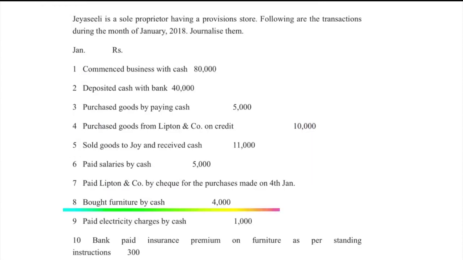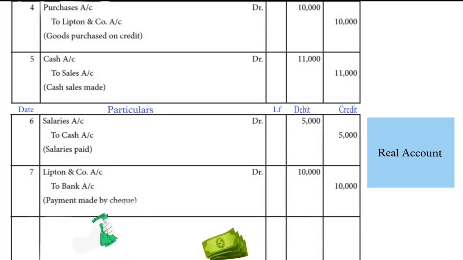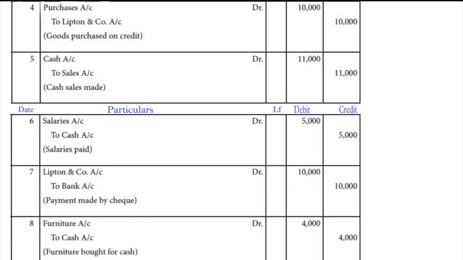The eighth transaction is that we bought furniture by cash for 1000. The accounts involved are a nominal account and a real account. So we debit our expenses and we credit what goes out, which is cash. So the entry we pass is furniture account debit to cash account, being furniture bought for cash.